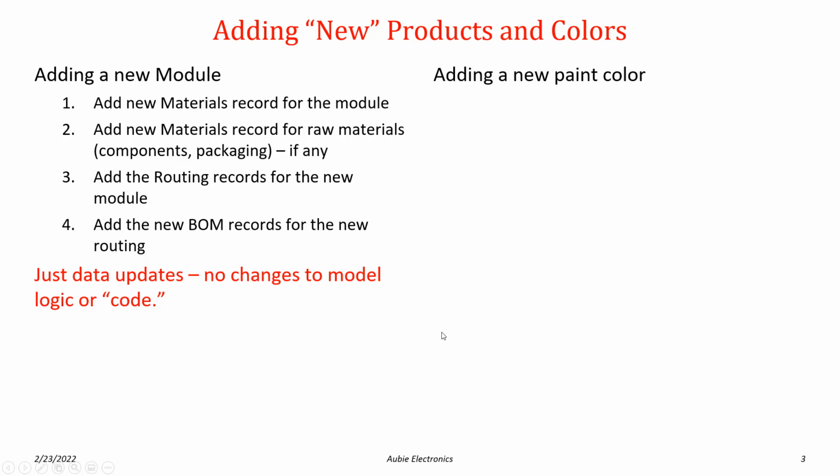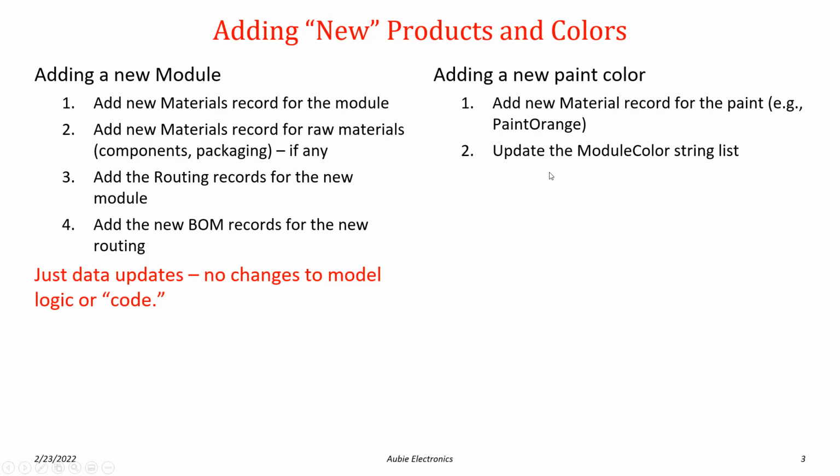Similarly, if we want to add a new paint color, so we started out in our model saying we have red, green, blue, yellow. Suppose we want to add a new one like orange, for example. What do we do? Well, we have to add a new material record for the paint. So for example, paint orange. And as with adding a new module, when I do that, it auto creates that material element. I then update the module color string list.